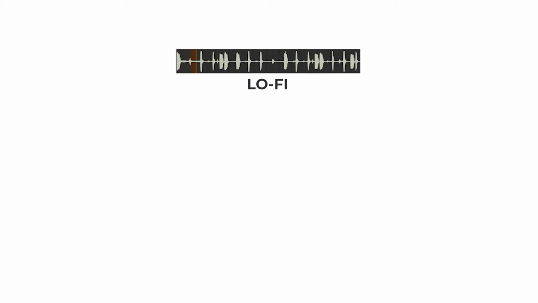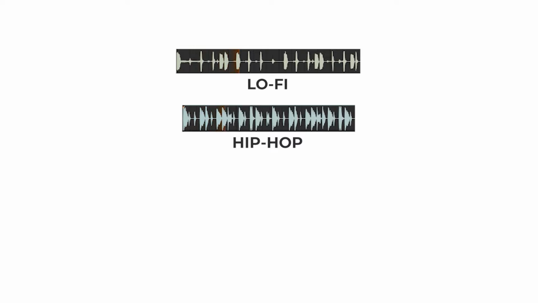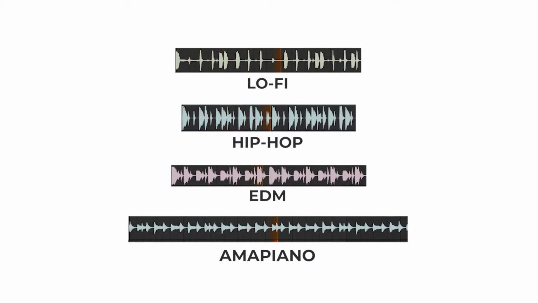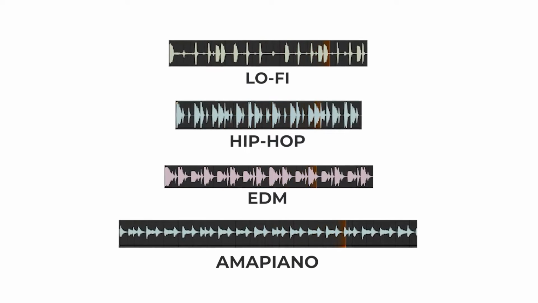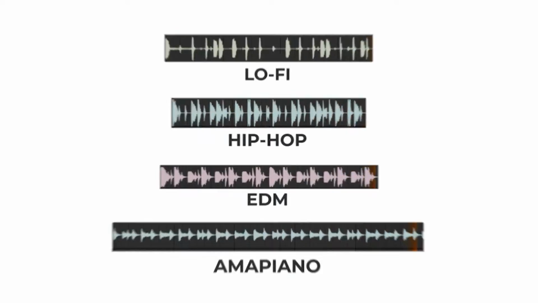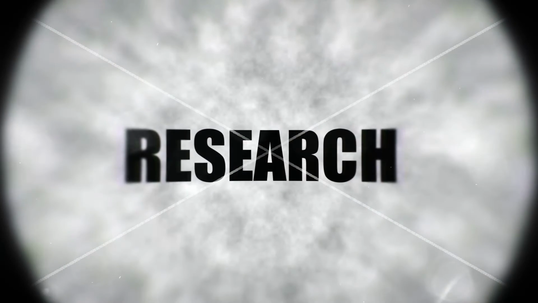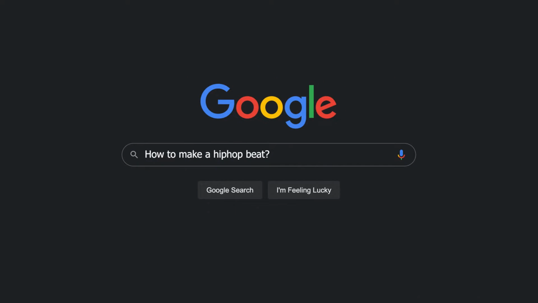Now, I noticed that each genre of music has different sounds that actually make up that particular genre. Now that you know the genre of music you're going for, the next thing you need to do is your research. During this process, first of all, you need to find tutorials online for that particular genre you are producing.